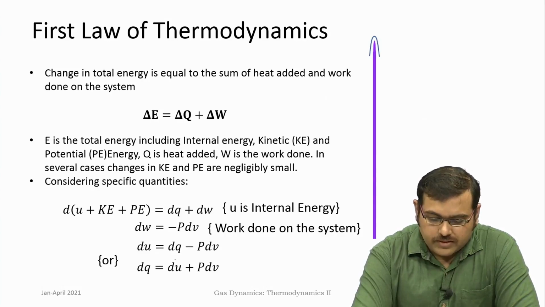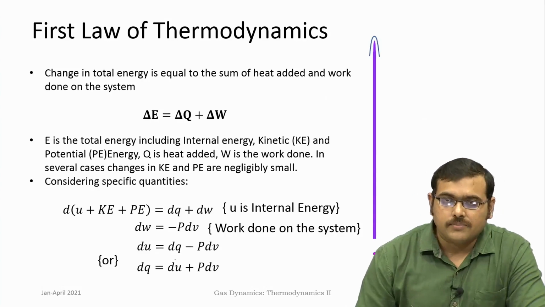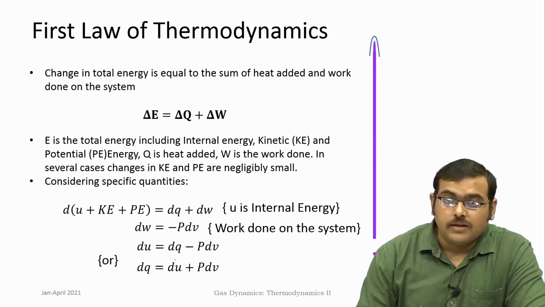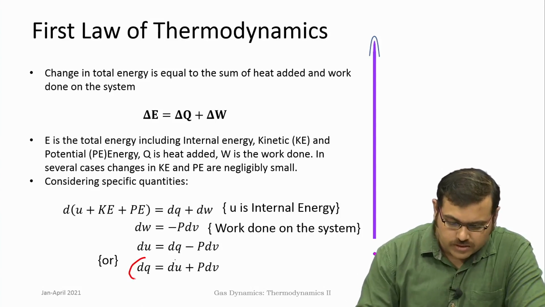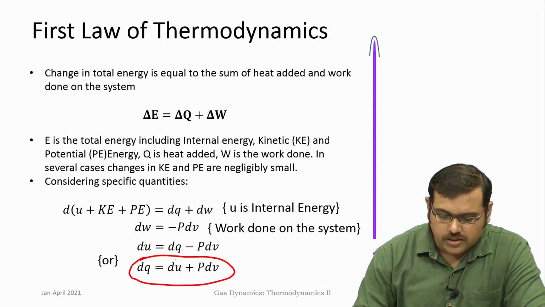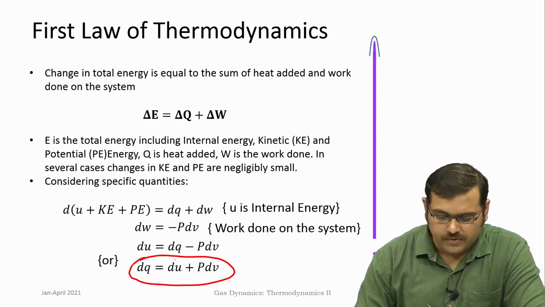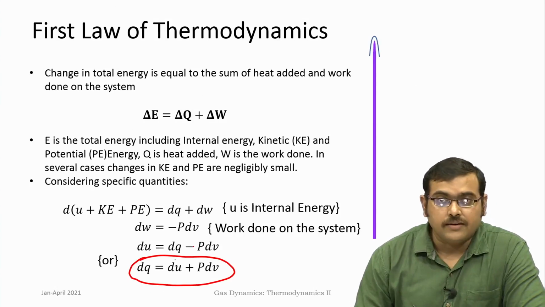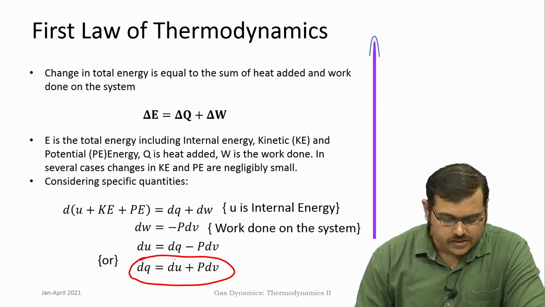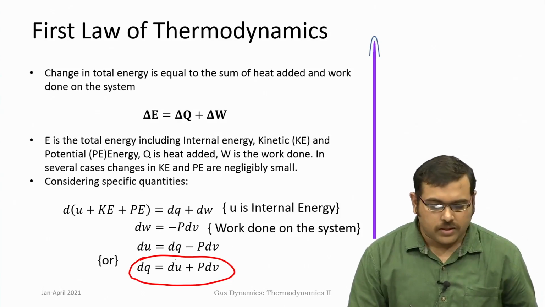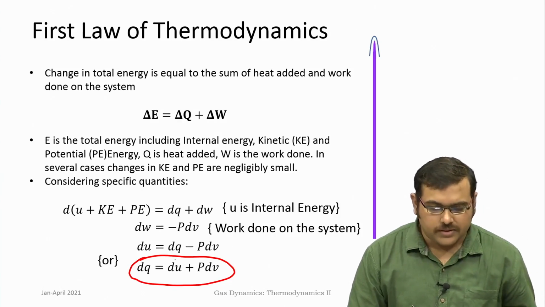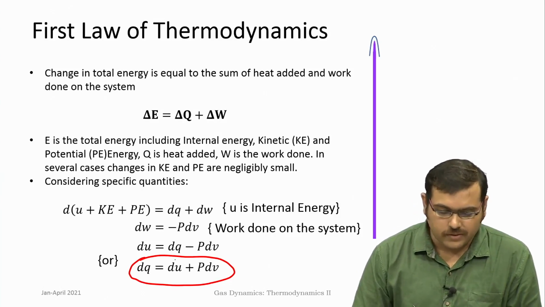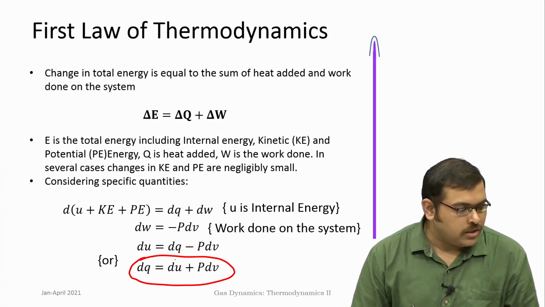So, the main equation that comes about from this for a system is dq is equal to du plus PdV, where V is the specific volume, and dV is the change in volume. Okay. All these quantities are in specific terms, that is per kg. So, this is the important equation that comes about from the first law of thermodynamics.